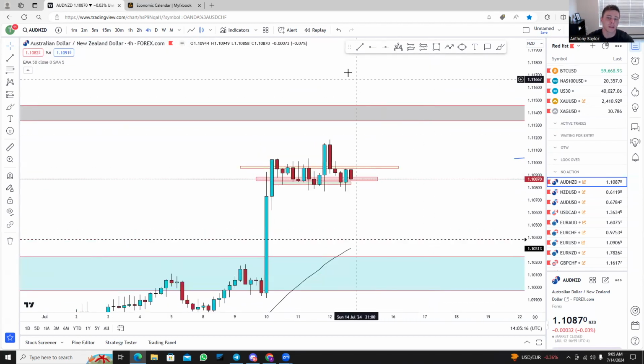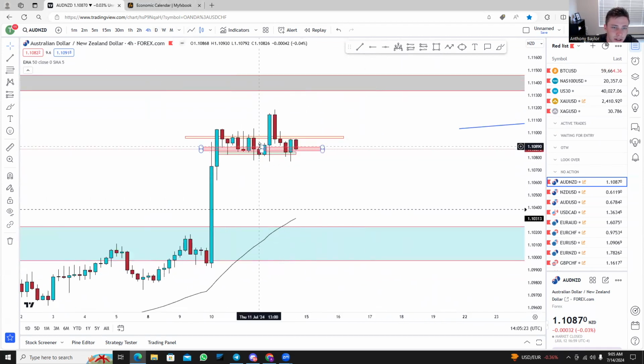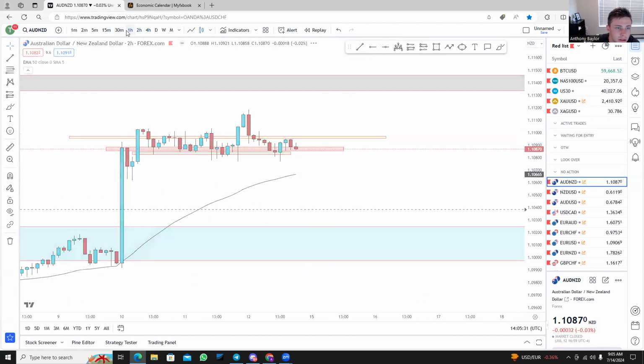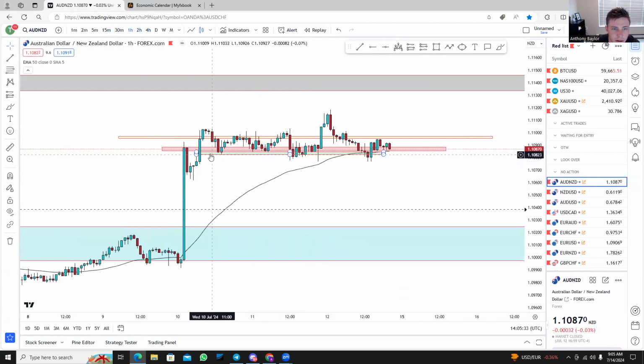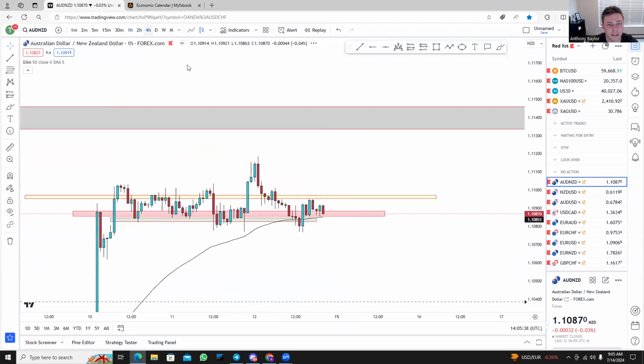So right now, I'm going to tell you this is what I'm looking for on this chart. Here's the yellow box. This yellow box is my 4 hour area of interest. And then the red box is my 2 hour. The green box is a 1 hour. So I'm looking for a very high risk scalp trade on this.